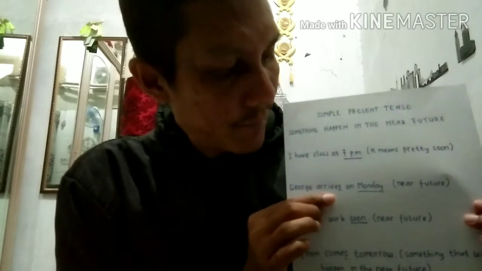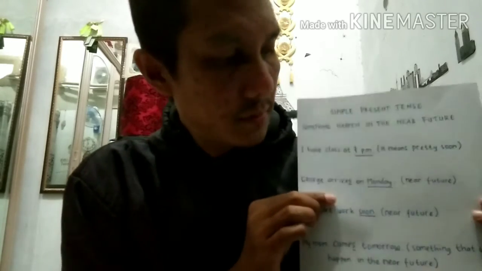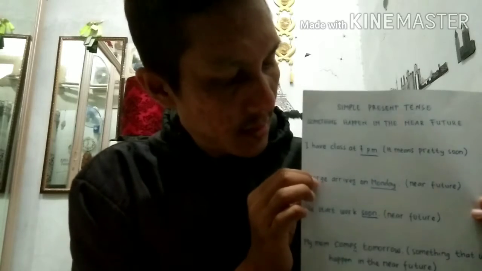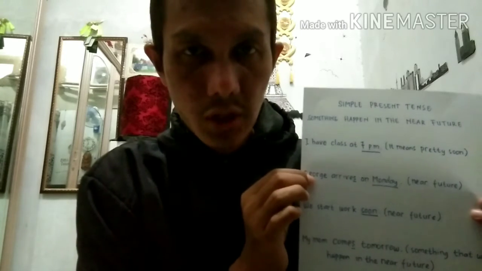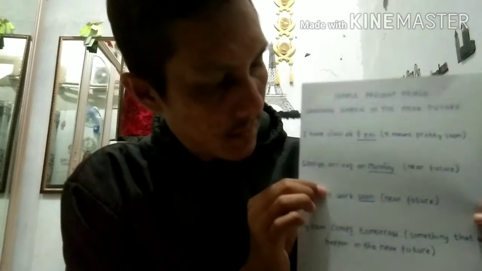George arrives on Monday. Monday shows near future. Why is there an s at the end of the verb? Because the subject is George. George is the subject of "he." That's why I put s at the end of the verb.